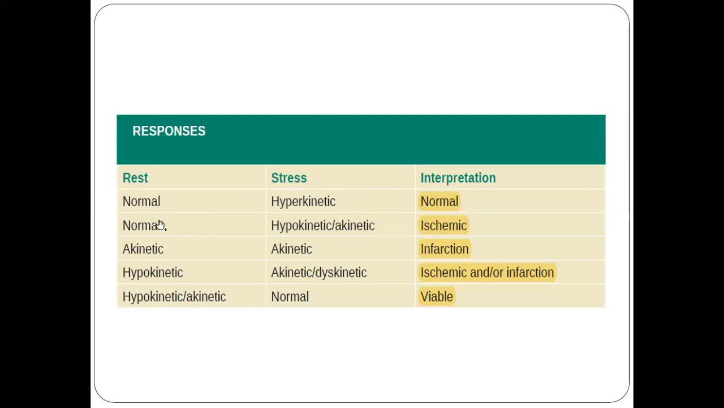At rest, if it is normal, and during stress it becomes hypokinetic or akinetic, that is decreased movement or complete absence of movement, that means the interpretation is ischemia. At rest, if it was akinetic, and after dobutamine there is also no movement, that means the tissue is already infarcted, dead or necrosed. At rest, if it was hypokinetic and it becomes akinetic or dyskinetic, the tissue is again ischemic or infarcted. Or if at rest it was hypokinetic or akinetic, and with the stress, that is dobutamine, it becomes normal, it means the tissue is viable.